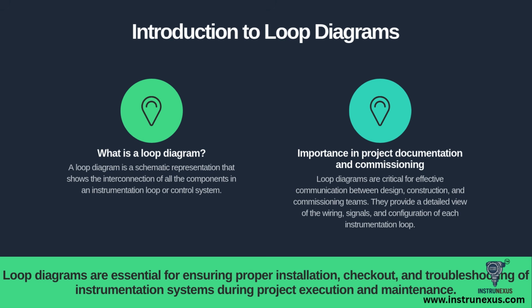They are the primary communication tool used between the design engineers, the construction crews who install the devices, and the commissioning teams who bring the plant to life. When a technician is in the field needing to verify a connection or troubleshoot a problem, the loop diagram is the essential document they use. It is indispensable for ensuring proper installation, for systematic loop checking, and for all future maintenance activities.